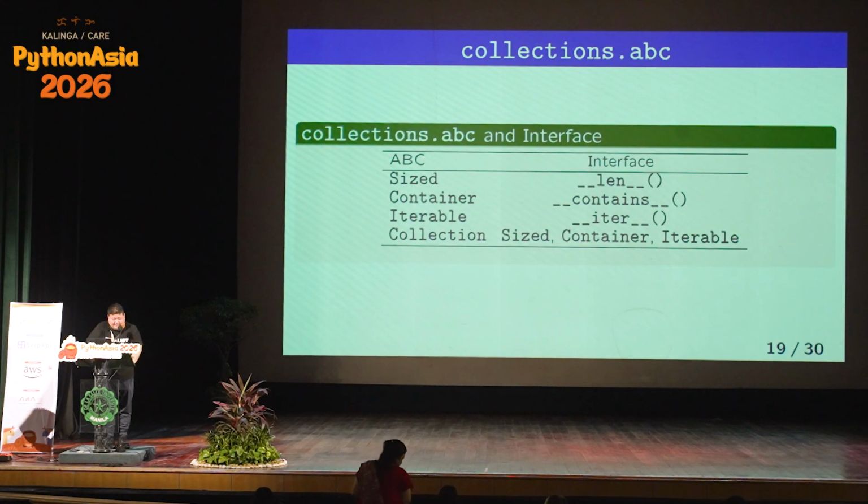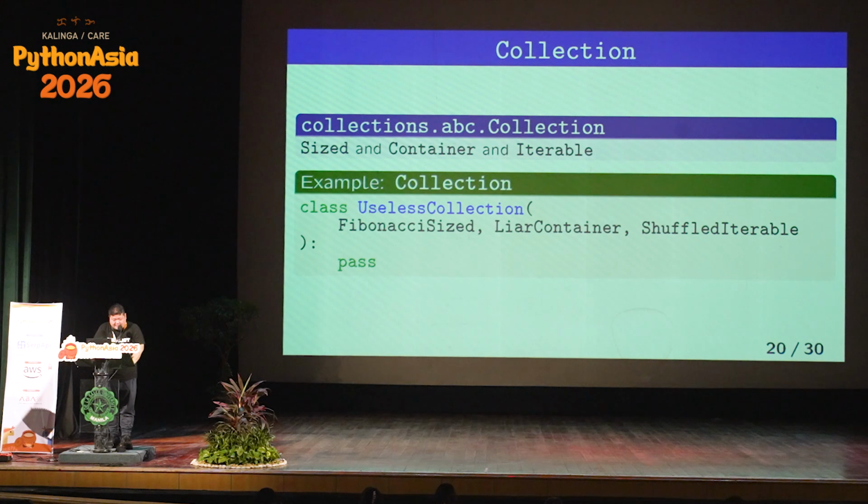Here is the summary table. The Size abstract class needs the dunder len method. The Container abstract class needs the dunder contains method. The Iterable abstract class needs dunder iter. And the Collection class combines size, container, and iterable. If your class inherits from Collection, it must have dunder len, dunder contains, and dunder iter. Then Python knows your class is a collection.